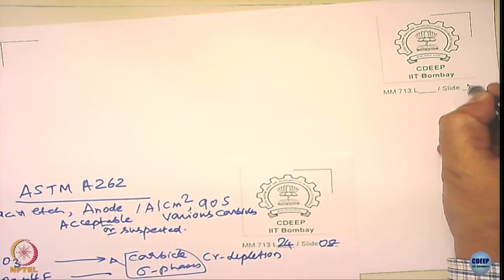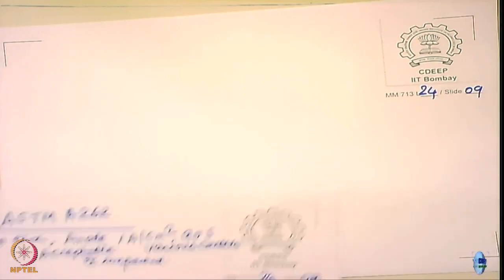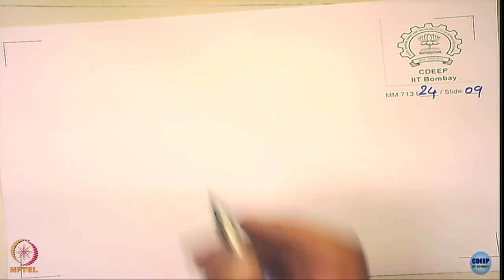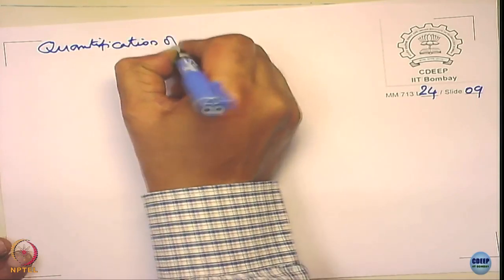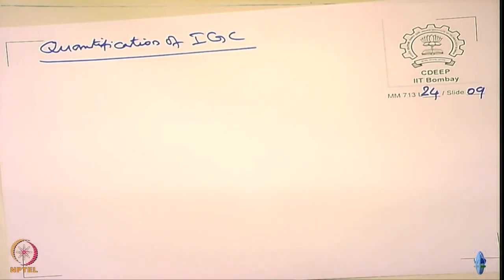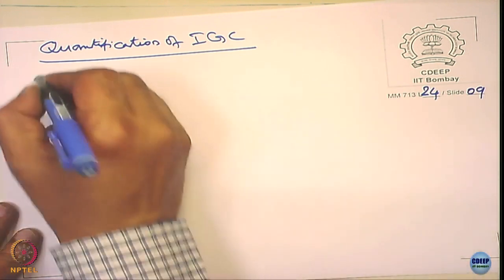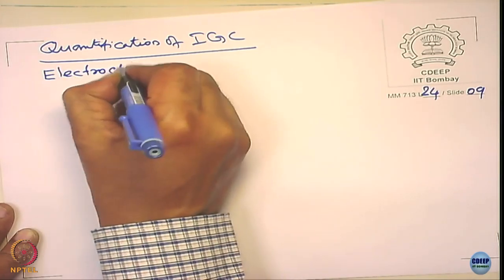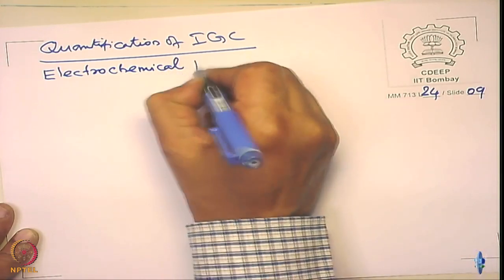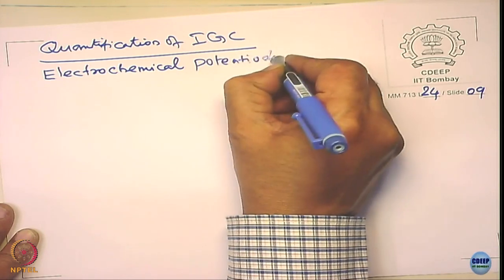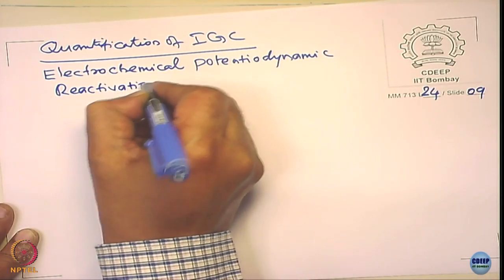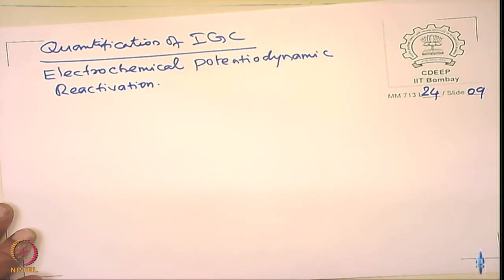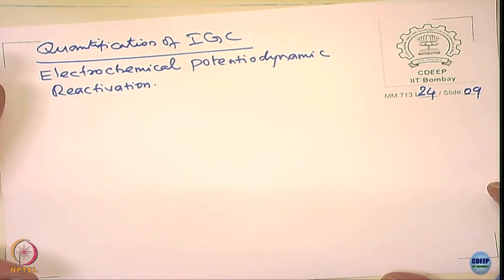What I would like to focus on here is the quantification of this test actually. Quantification of IGC, please notice we are talking about IGC of stainless steels only, quantification of this, and we use the electrochemical potentiodynamic reactivation test. You might be also doing this if you have not done it, okay. This is also part of your lab experience. Now, what is the basis of this test? What is the science behind here?